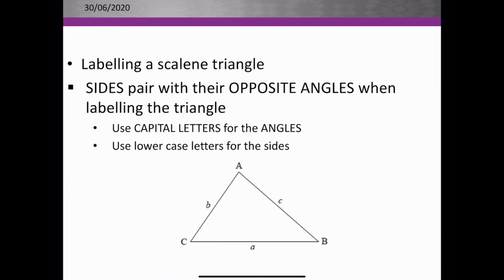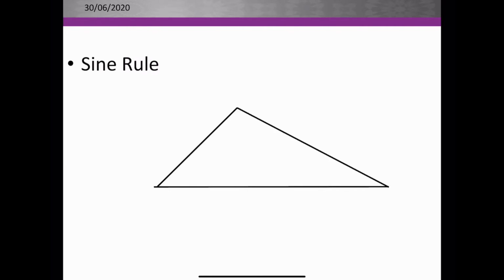It's really important that you understand that if you've got a capital A, the opposite side will be a small a for it. That's how we indicate angles and sides. Same for B and same for C. So let's use the sine rule.